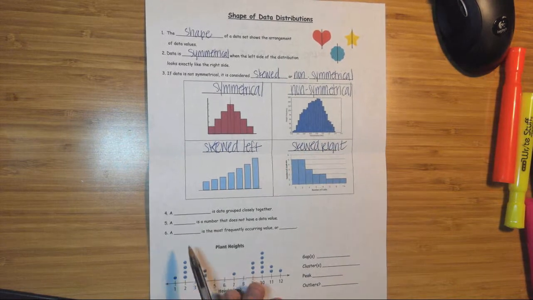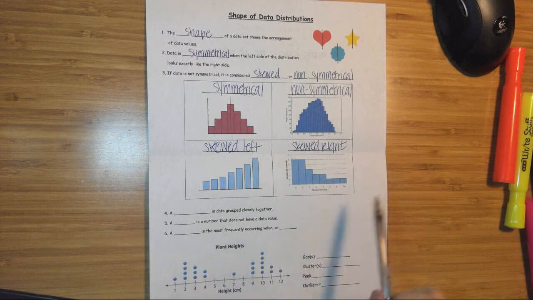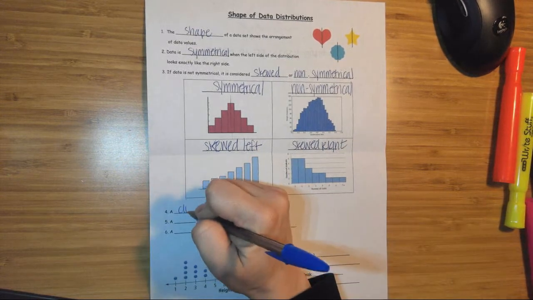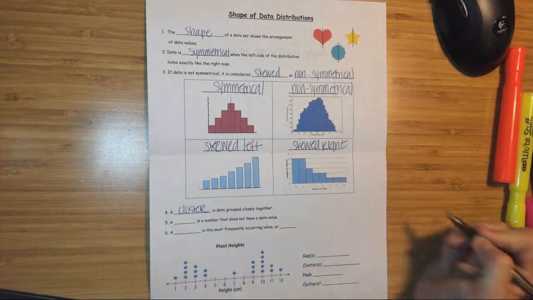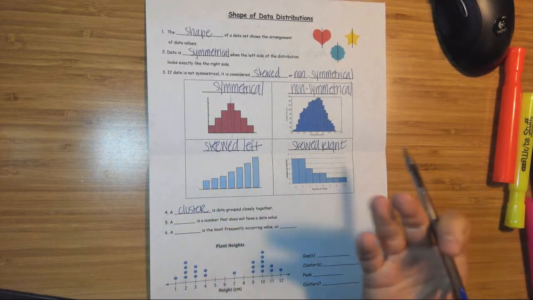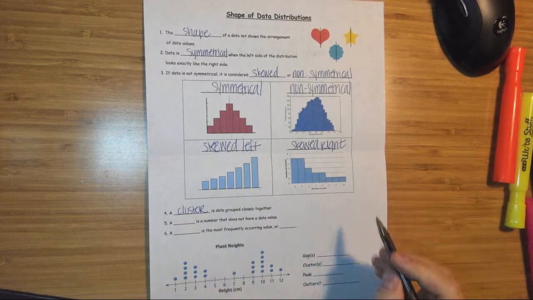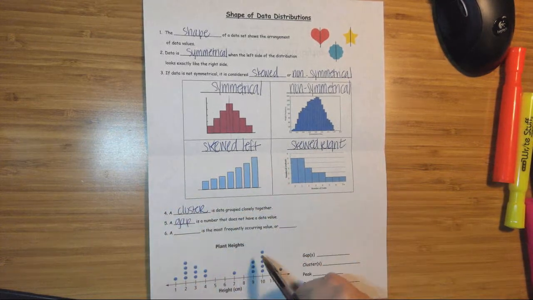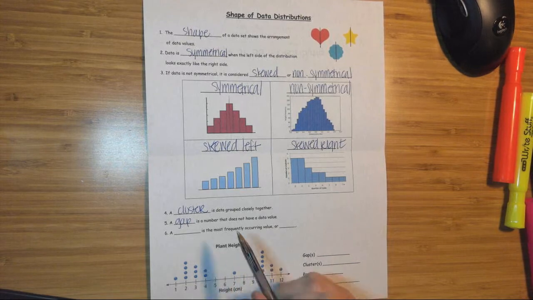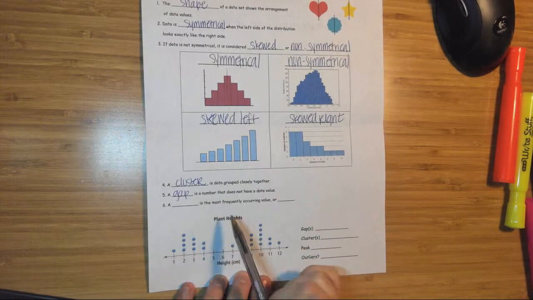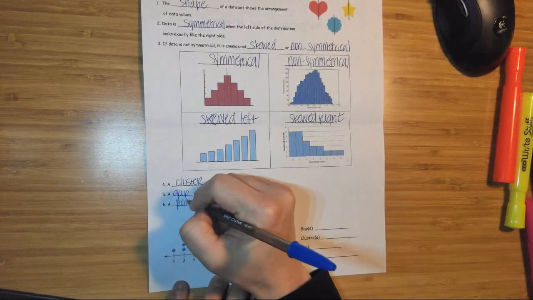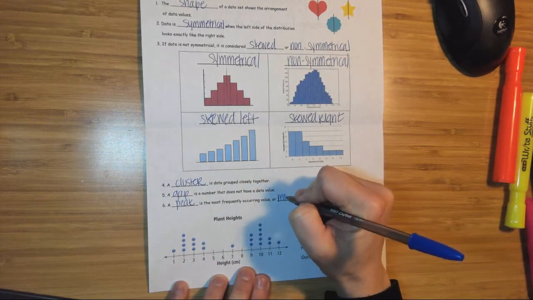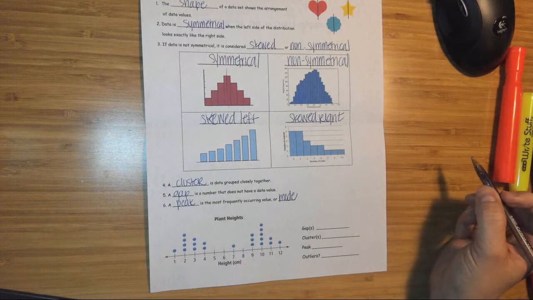Okay. There are also different ways that you can define the data. So a cluster is data that is grouped closely together. A gap is a number that does not have a data value. And if you remember when we did dot plots, we talked about gaps. And then a peak is the most frequently occurring value. We also know that as the mode.